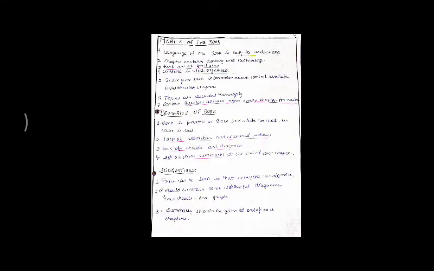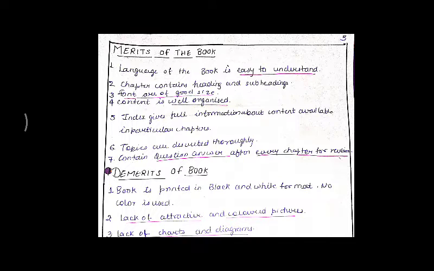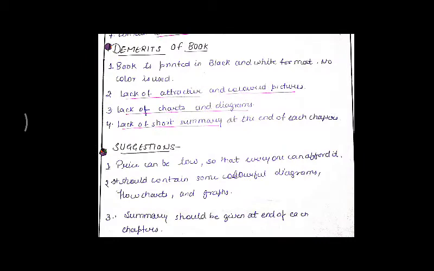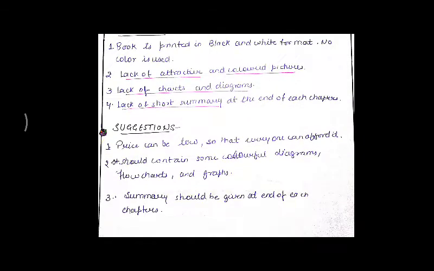Next is the merits and demerits of the book. You can also write the merits and demerits of the book separately. What is good about the book, what is bad about the book, and what changes you have to make, you can put in the suggestion box. So the book number 1 review is done.